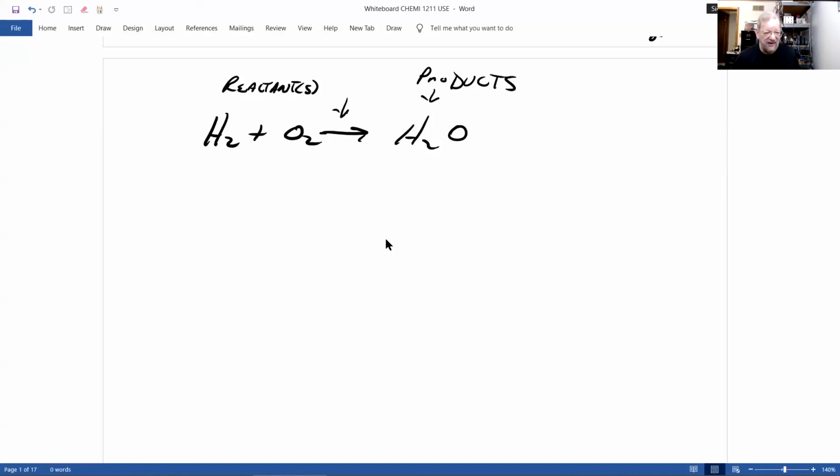Now, to balance it, well, I have 2 hydrogen here, I have 2 hydrogen here, but I have 1 oxygen, I have 2 here. So you can't change the formula, but you can change the coefficient. So now I have 4 hydrogen on this side and 2 oxygen. Well, I have 2 oxygen, but I need 4 hydrogen, and I'll put a 2 there. And now I have 4 hydrogen, 4 hydrogen, 2 oxygen, 2 oxygen. And now it's balanced.